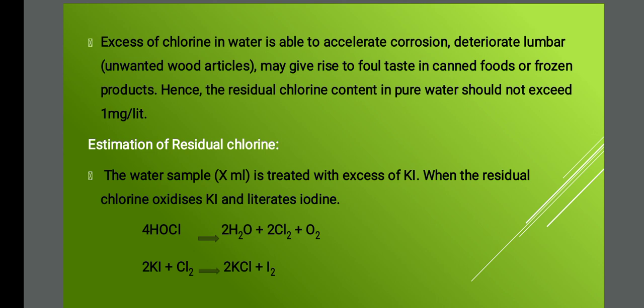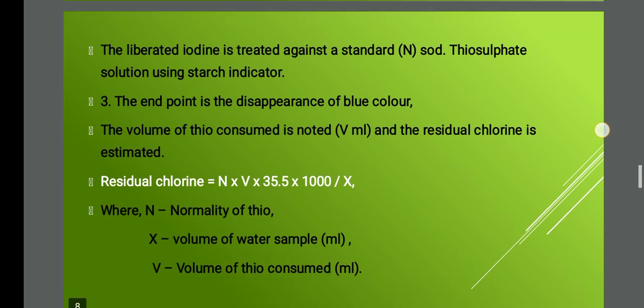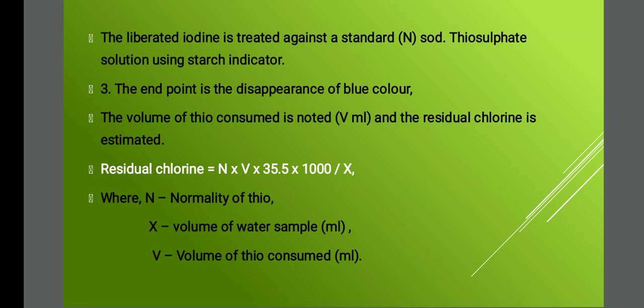And now we can estimate the residual chlorine present in water. What you have to do here is the iodometric method. You take the water sample and treat it with excess potassium iodide. The residual chlorine oxidizes potassium iodide and liberates iodine. While hypochlorous acid is present in water, it will liberate chlorine. This chlorine will combine with potassium iodide and iodine will be liberated. The liberated iodine is titrated against sodium thiosulfate using starch as indicator. And the end point is color change from blue to colorless.